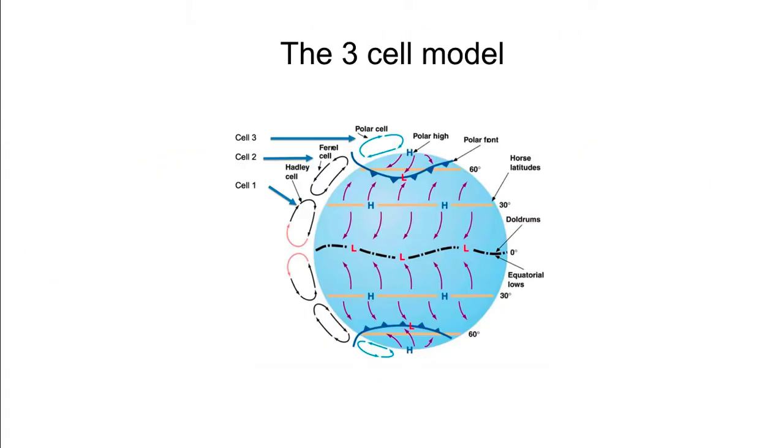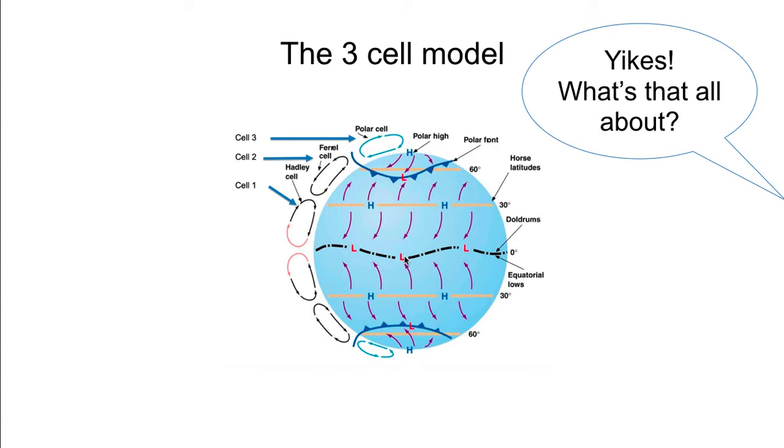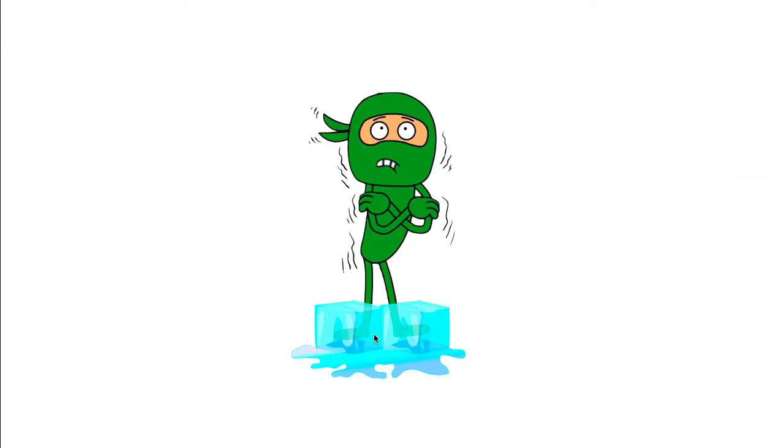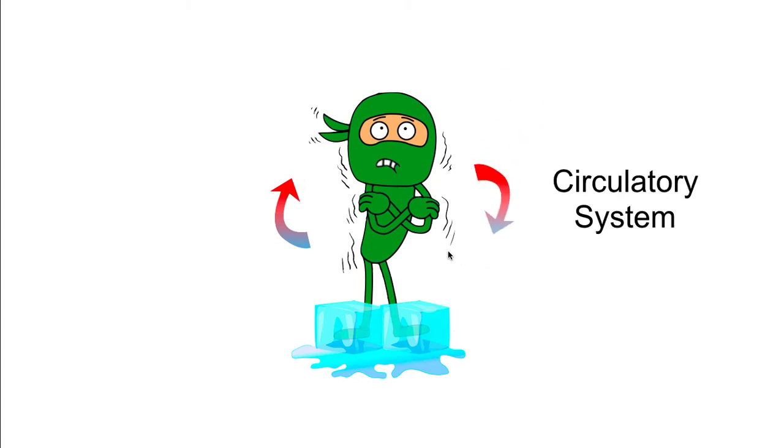A big part of that answer lies in the three-cell model of climate, which is a bit complicated, so let's break it down. You can actually understand that whole image by imagining your feet stuck in blocks of ice, just like the Green Ninja here. Your feet might be mighty cold, but what will happen next? Your circulatory system will move blood from the warm parts of your body down to the cold parts, trying to restore some semblance of equilibrium.